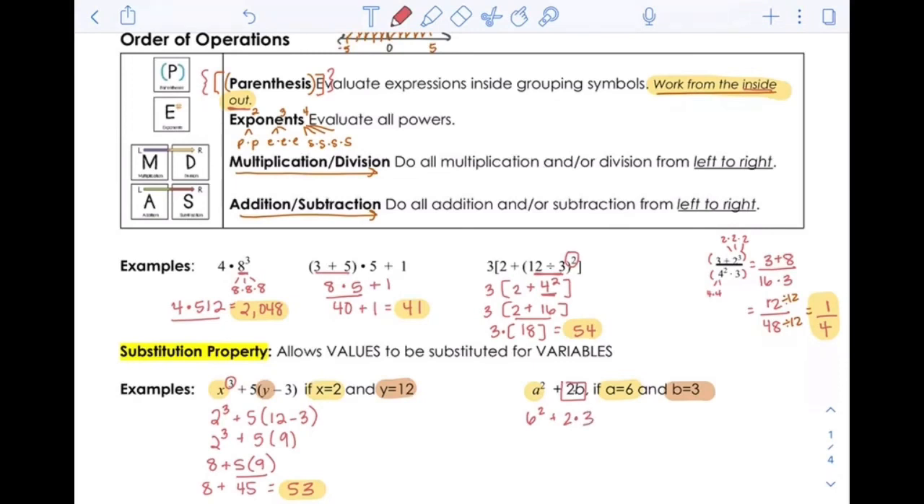Now that I only have numbers and operations, I can use PEMDAS to solve. There's no parentheses, but I do have an exponent. I have 6 squared. 6 times 6 is 36, plus 2 times 3. Next, I'm going to do multiplication and division. So I'm going to multiply 2 times 3, which is 6. And finally, I'm going to add 36 plus 6, which is 42.